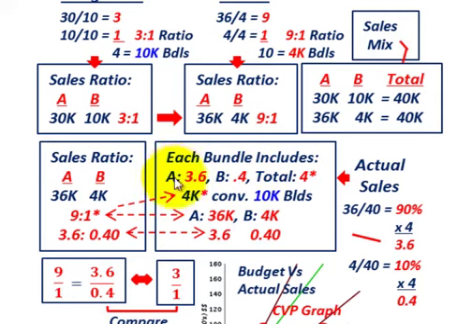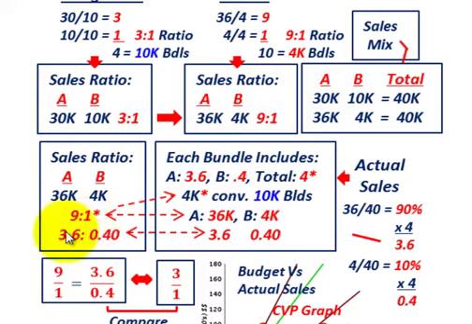So for product A, I'm going to be selling 3.6 to every, in this case we'll look at a quantity of 0.4 for B. So for B, we again take what we have sold, 4,000, divided by the total sales of 40,000, which represents 10%. Again, 4 per bundle, so 4 times 10% gives us 0.4. So that's our new sales ratio.